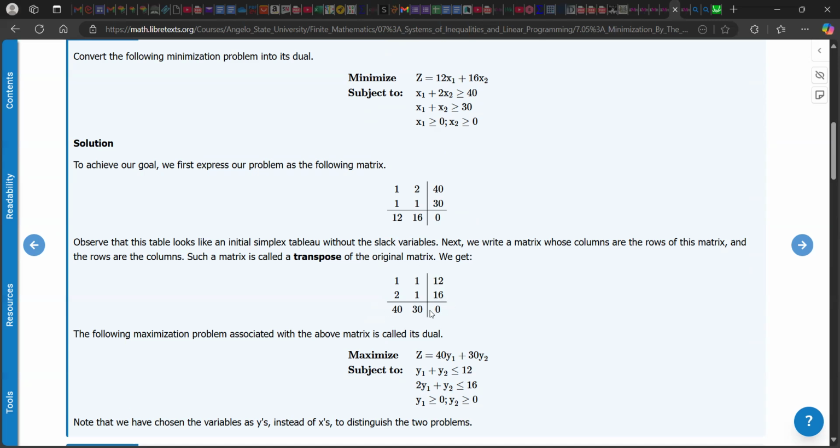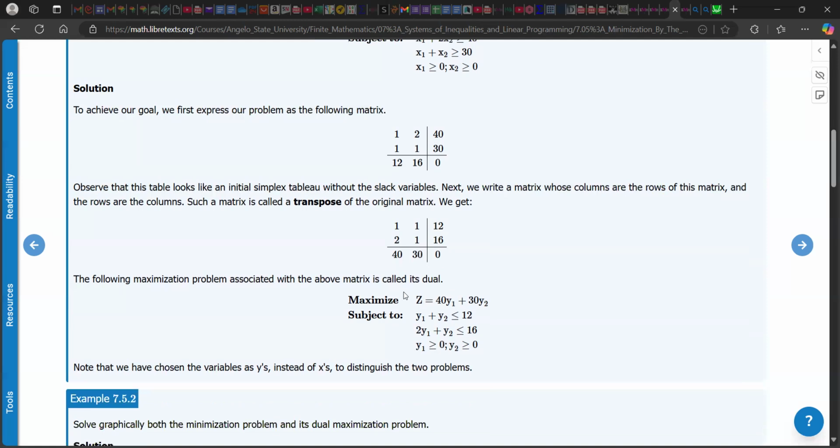Take this now and form a set of inequalities and a maximization problem, really. So look what happens here. The z function becomes 40y1 plus 30y2. Notice you're not using x anymore. So that 40 comes from here, and the 30. Kind of switched around. Subject to y1 plus y2 is less than or equal to 12, and 2y1 plus y2 is less than or equal to 16.